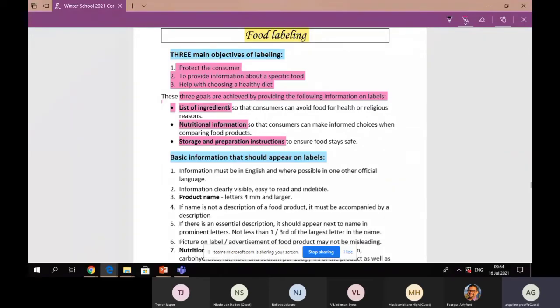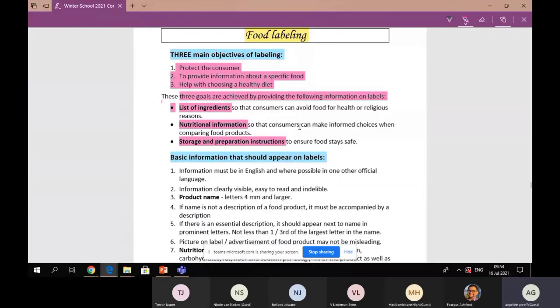Right, we list the ingredients, okay, so that the consumers can avoid certain things, because sometimes people might, due to their religion, not be able to eat certain things. It might be that due to their health, they might be diabetic, they might have atherosclerosis or heart conditions, so they can't eat certain things, so they must make informed choices. And so that's why we need to provide them with information on labels. That's why it's important, okay?